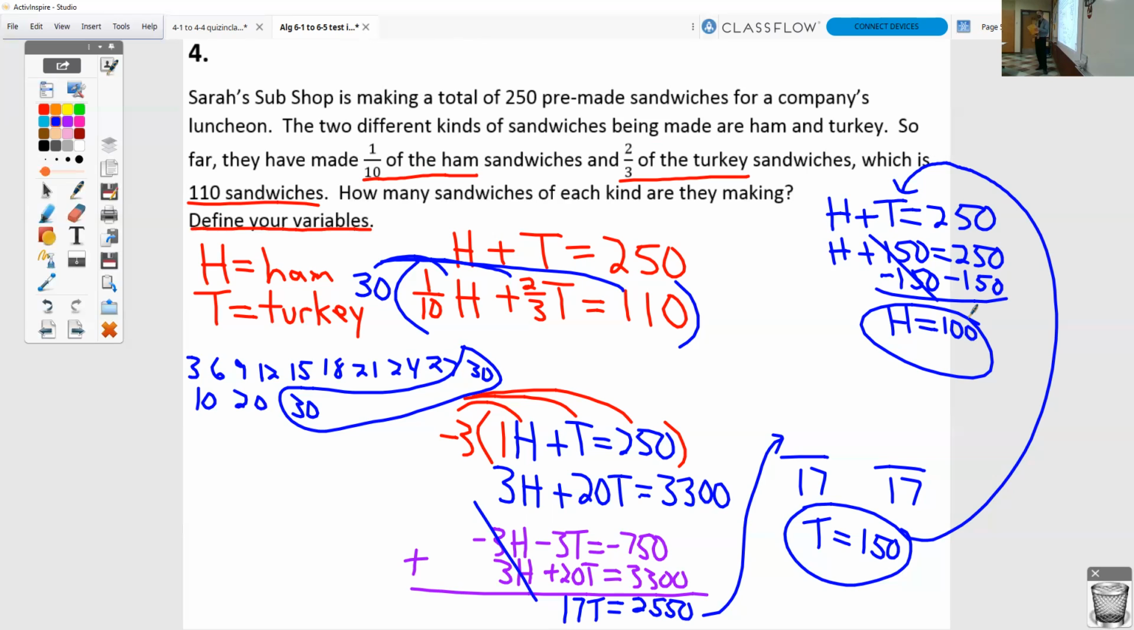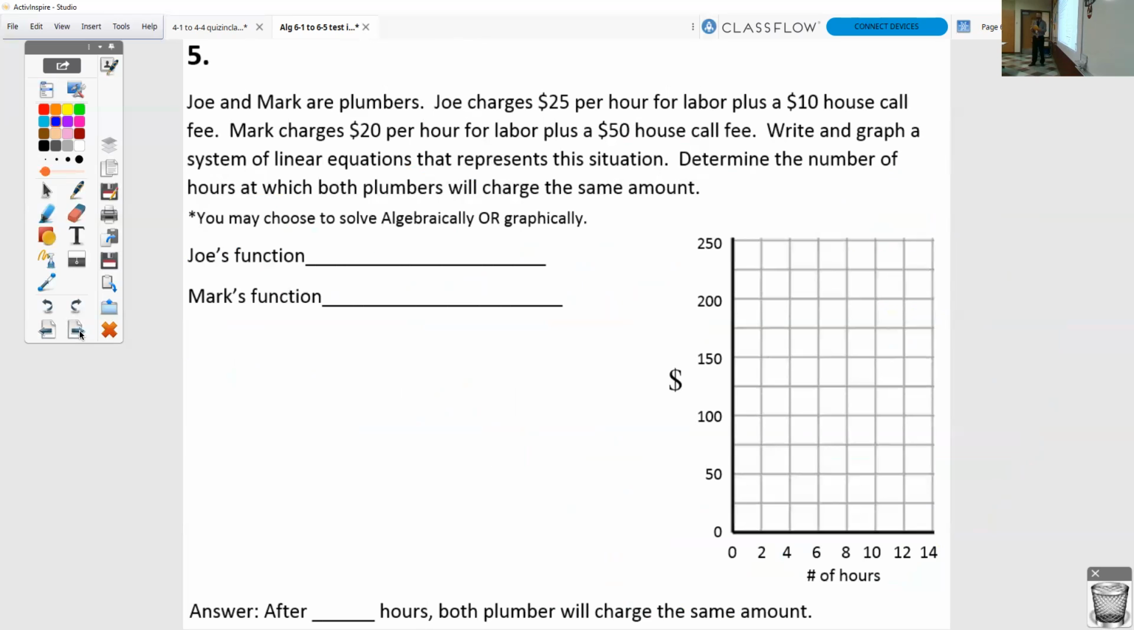Questions on number 4? All right, turn the page, take a look at question number 5. Now, in question number 5, it says Joe and Mark are plumbers. Joe charges $25 an hour for labor plus a $10 house call fee. Mark charges $20 per hour for labor plus a $50 house call fee. Write and graph a system of linear equations that represents this situation. Determine the number of hours at which both plumbers will charge the same amount. What is that same amount called? The break-even point.